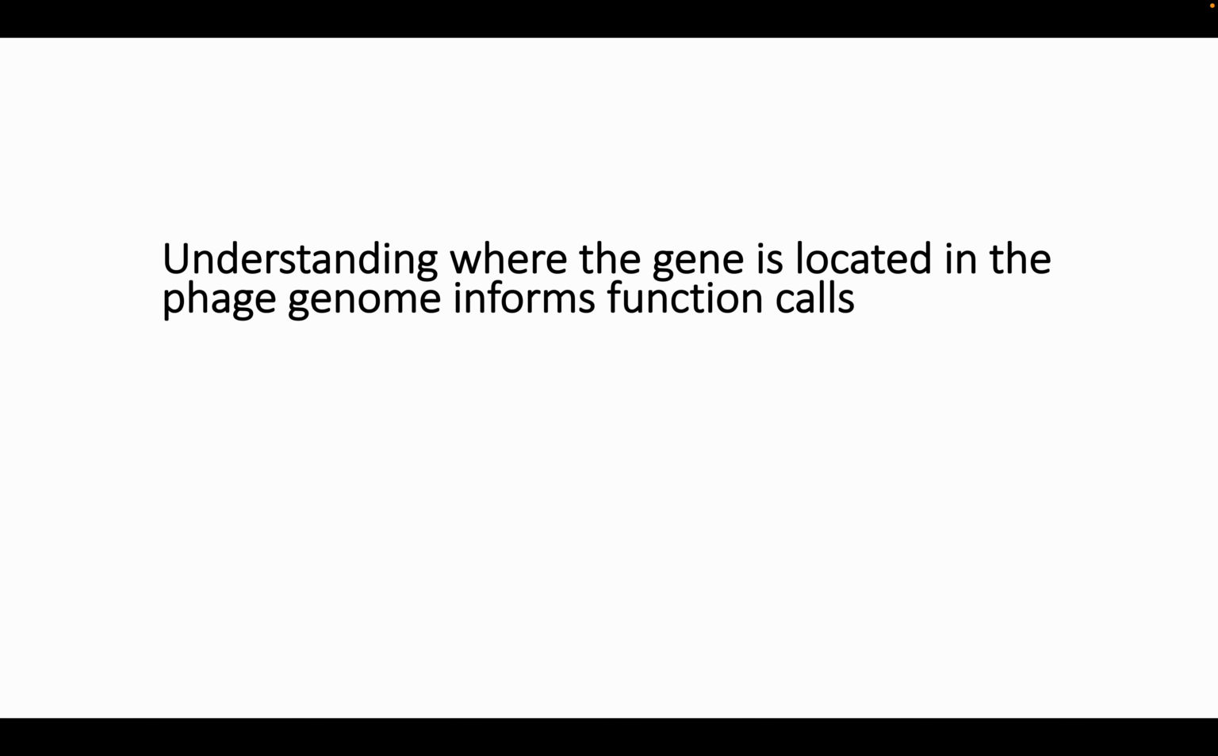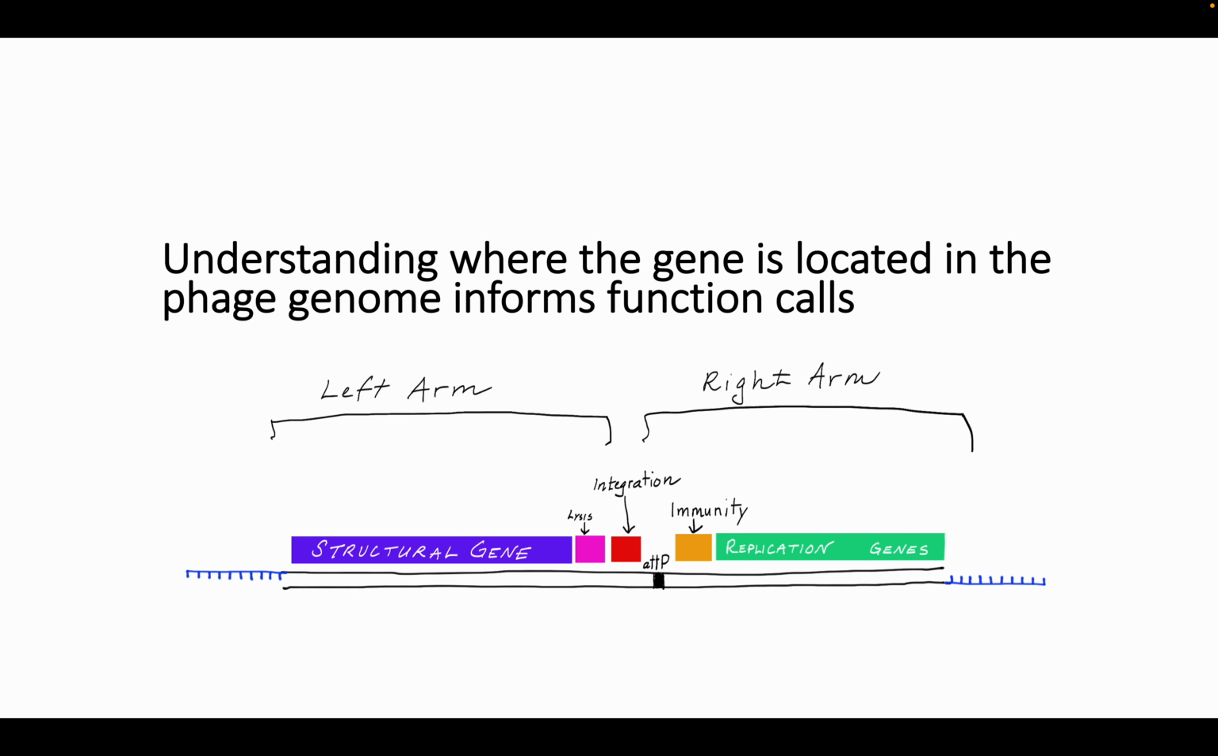And we can do this from a bird's eye view, just looking at our general model for a phage genome where we know structural and assembly genes are on the left side of the genome, and genes that have to do with DNA metabolism or gene regulation, etc., are found on the right side of the genome. And in the middle, we find the lysis cassette, the integration cassette, and the immunity cassette.